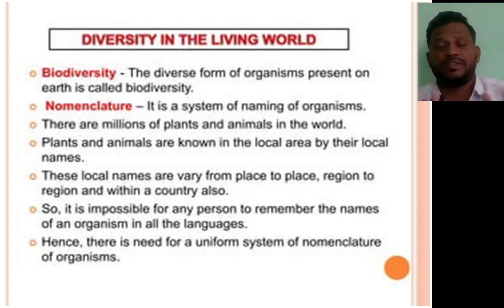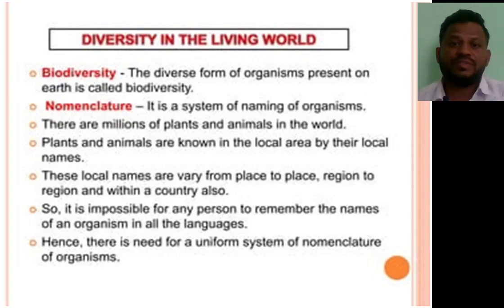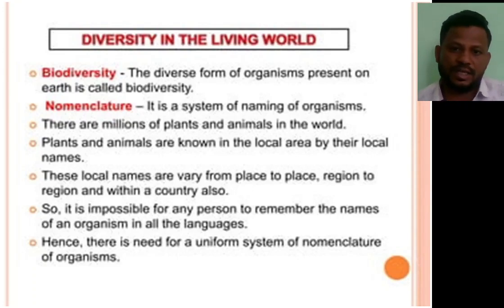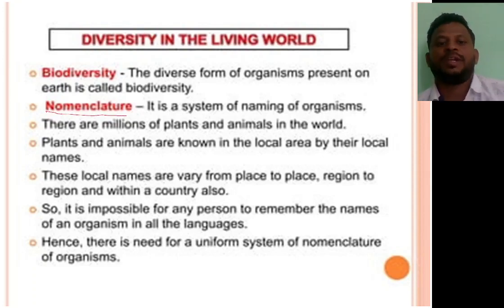We categorize organisms as terrestrial, aquatic and aerial. Terrestrial means living on the earth, aerial means living in the air, and aquatic means living underwater. Besides these, they are categorized in different ways and methods, and that is known as nomenclature.